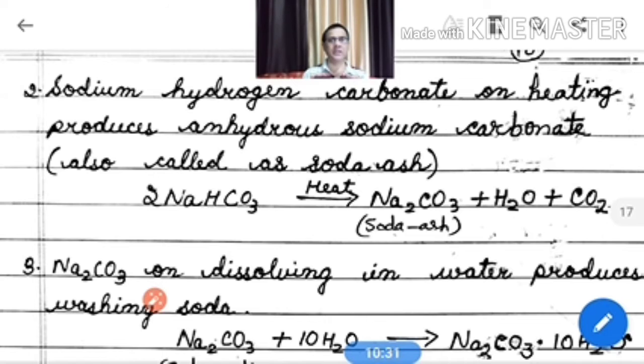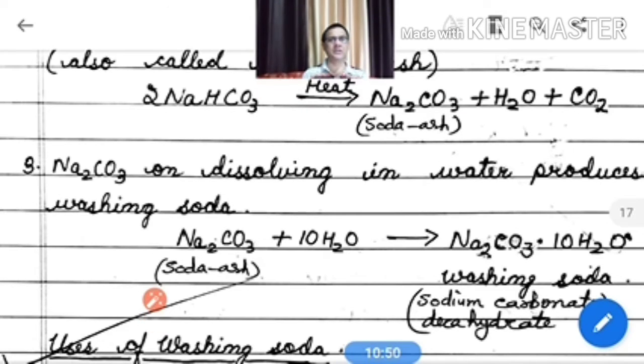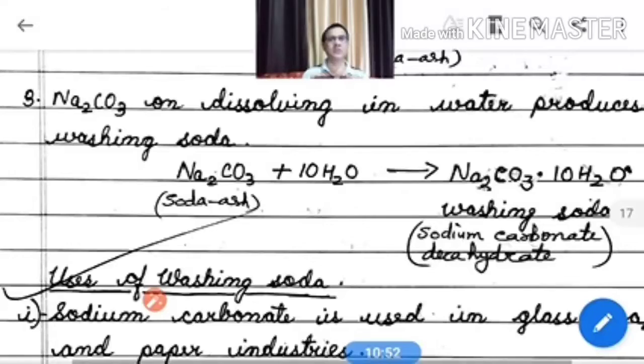And now finally the third step, Na2CO3, this is soda ash. When water is added to this, each one molecule of Na2CO3 adds with 10 molecules of water and forms Na2CO3.10H2O, and this is called sodium carbonate decahydrate, also known as washing soda. So this is the preparation of washing soda in 3 steps.